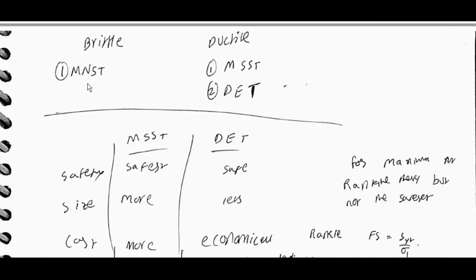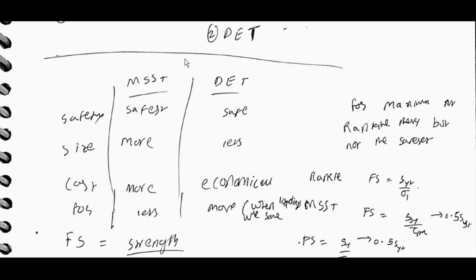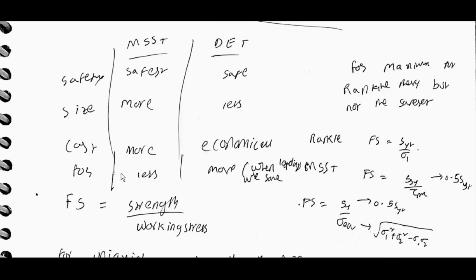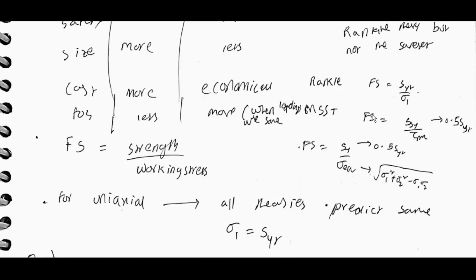For brittle material use the maximum normal stress theory; for ductile material use the maximum shear stress theory or the distortion energy theory. Safety-wise, maximum shear stress theory is the safest: size is smaller, cost is more economical, and the factor of safety is less when loadings are more. Rankine theory is not the safest.